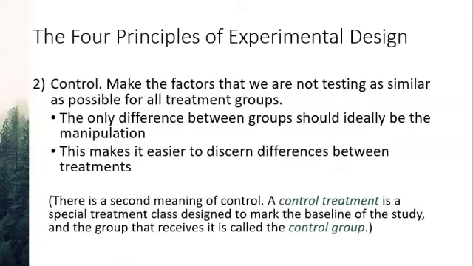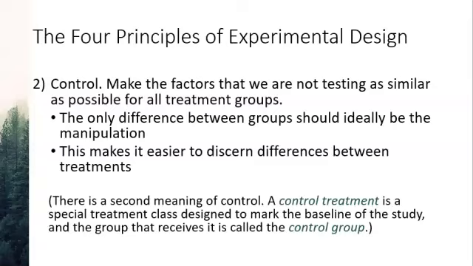Number 2, control. You'd want to make the factors you're not testing as similar as possible. So the only difference between the groups should be what you're manipulating. So for our previous example, the only difference between the groups should be the lighting. Other things like humidity or the working hours in the shift should be the same for all participants. So the only thing that we're trying to change for them is the lighting, so we can see if the differences in production really come from lighting.